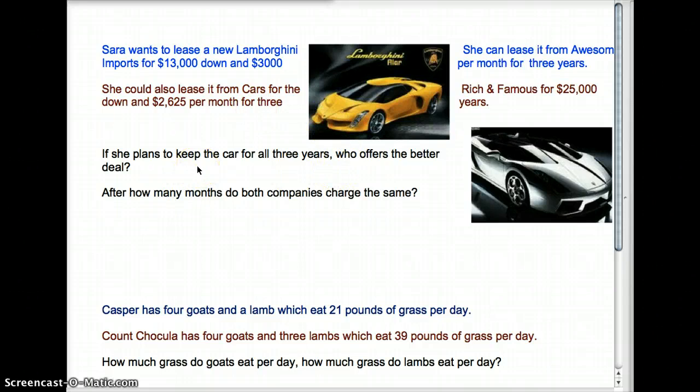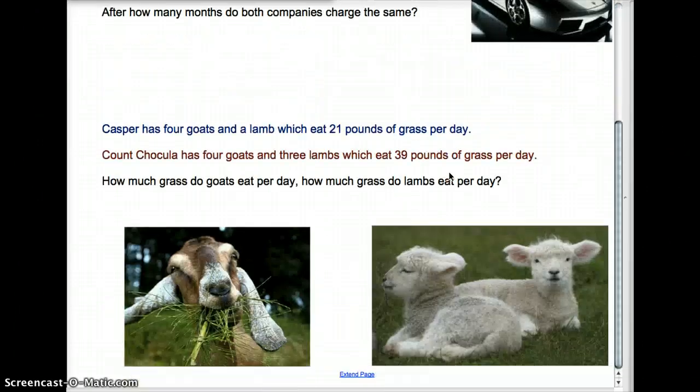If she plans to keep the car for all 3 years, I want you to determine who's got the better deal and by how much it is a better deal. And also, after how many months do both companies charge the same? So that might be within the 3 years, that may not be within the 3 years, but I want you to determine how many months until they charge the same. So you can choose to do the Lamborghini problem. Or, if you don't choose that one, by the way, any problem you want to choose, you should just pause the video at that point.